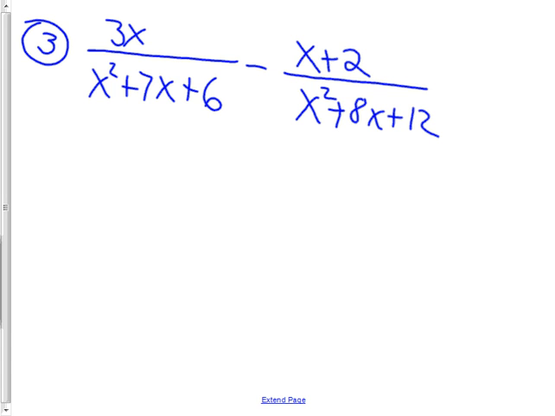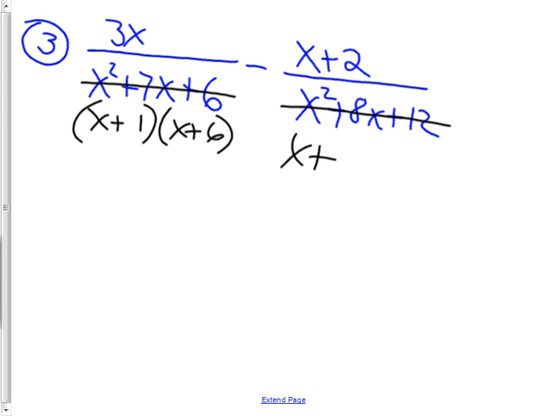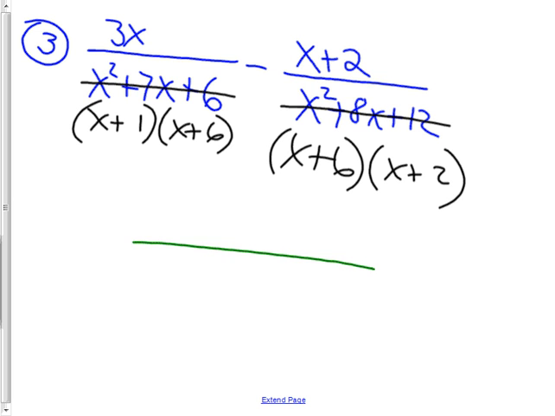This one, it can factor on the bottom here, x plus 1, x plus 6. And over here, x plus 6, x plus 2. That's right. Okay, now, do they have a common denominator? No, they don't. So that's the point of this problem, you've got to find a common denominator. So I draw a line, and my denominator is going to have an x plus 1 in it. It's going to have an x plus 6 in it. It's going to have an x plus 2 in it.